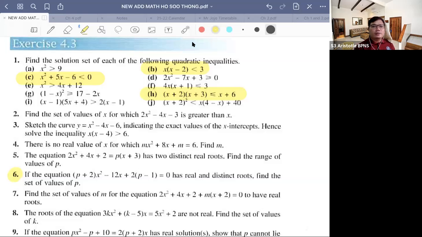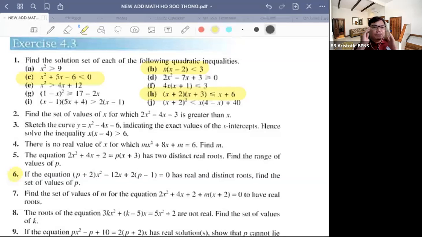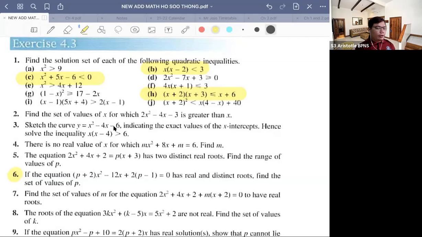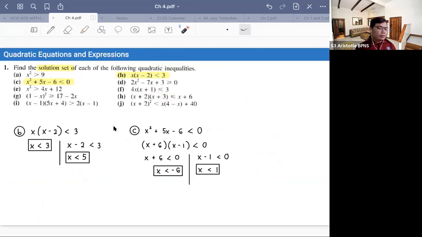Okay. So let's have number 1, letter B, and letter C. In this question, we need to find the solution set of each of the following quadratic inequalities. So given letter B, which is x times x minus 2 is less than 3. All right, so here's my answer for letter B.